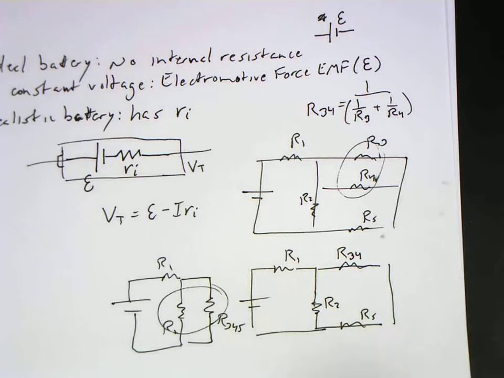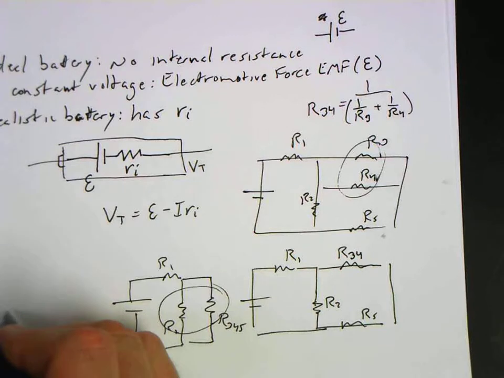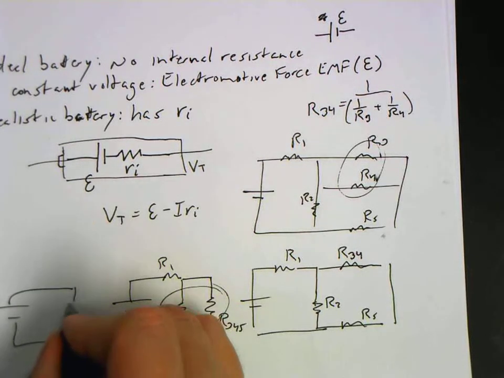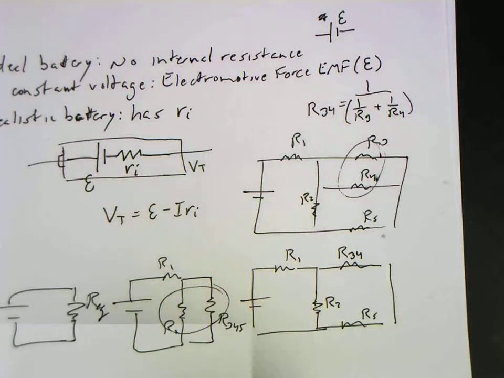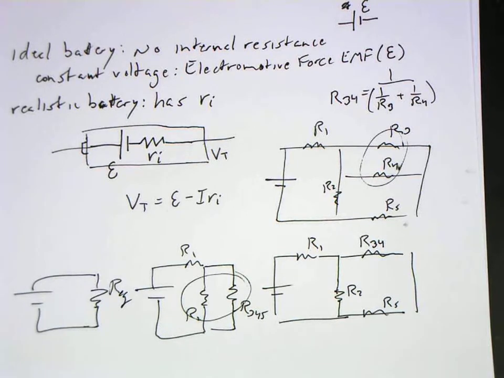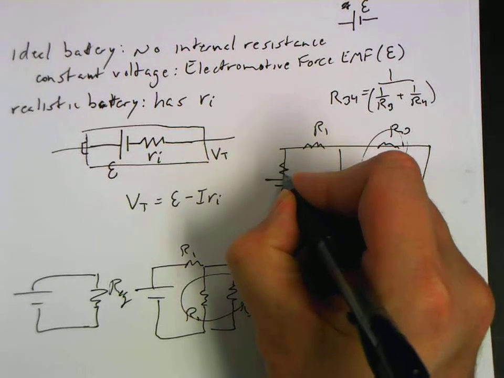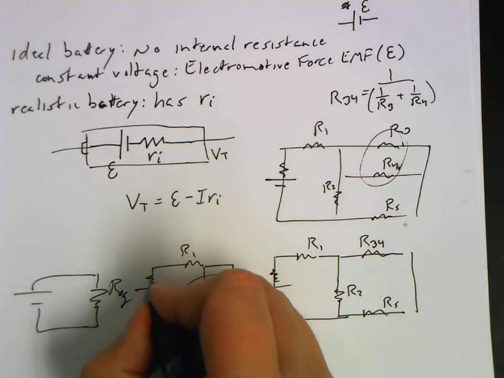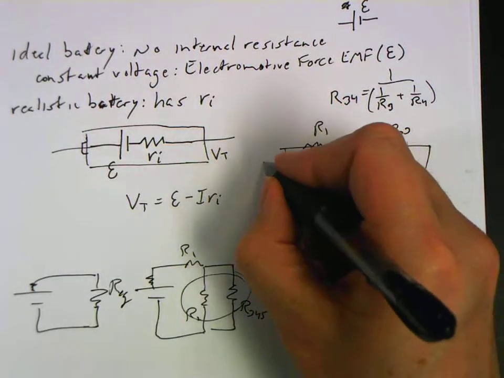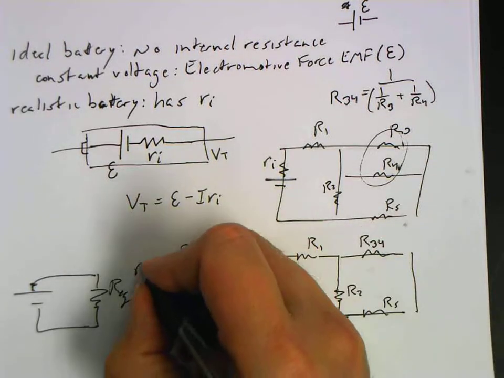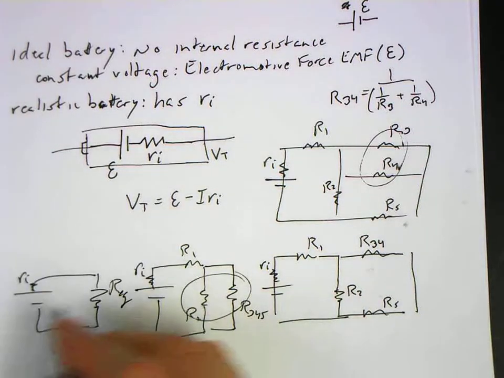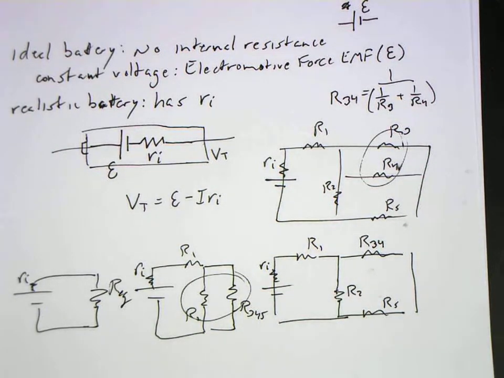Now, when that's all over with, I've got my battery connected to an overall R equivalent here. Thing is, if my battery was realistic, and it had some internal resistance, all I would have done is add right here a resistor, and I would call that R internal. So I would have to do one last step. If I knew I had some internal resistance, at the very end I would add R internal to my R equivalent from the rest of the real circuit.